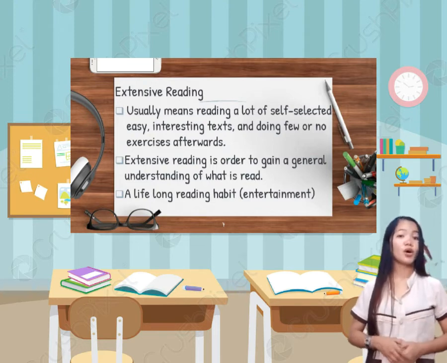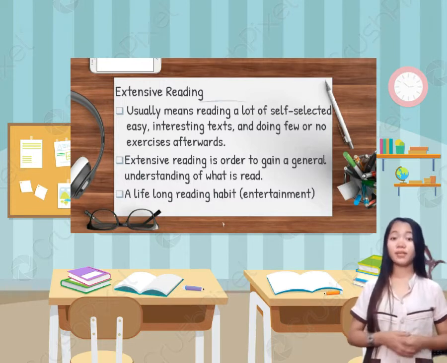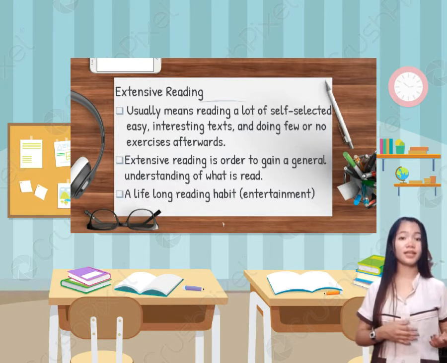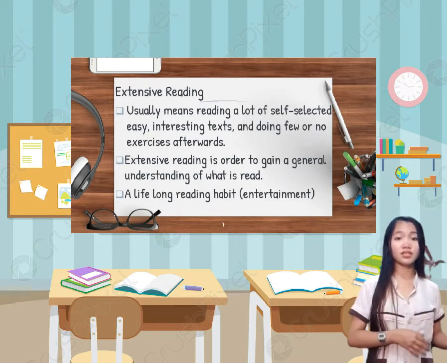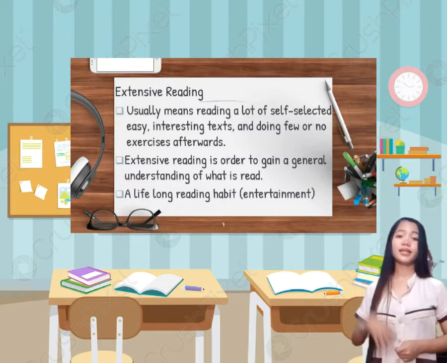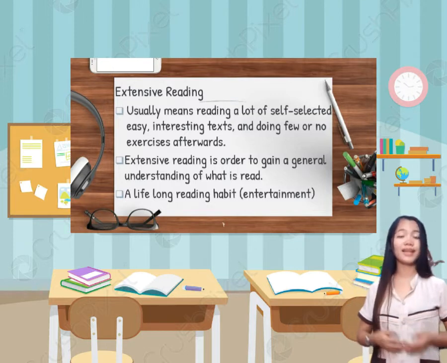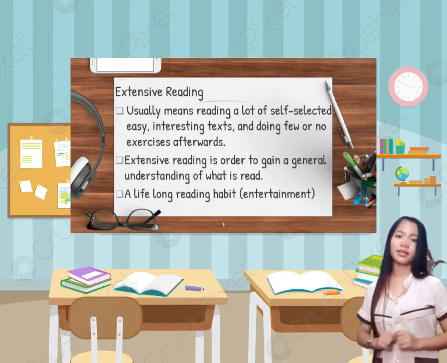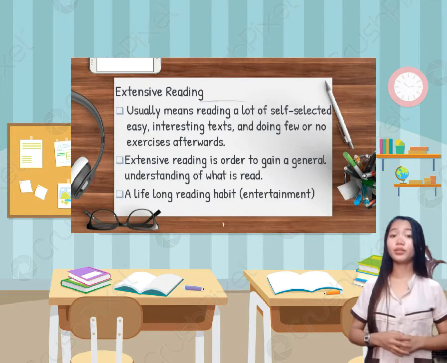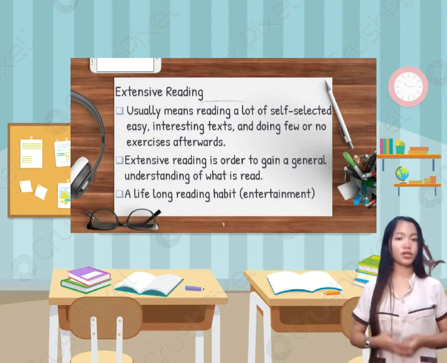And the next one, or the last one, is extensive reading. Extensive reading usually means reading a lot of self-selected, easy, interesting text and doing few or no exercises afterwards. So, extensive reading is in order to gain a general understanding of what is read and also a lifelong reading habit or entertainment. Now, extensive reading is intended to develop good reading habits, to build up knowledge of vocabulary and structure, and to encourage a liking for reading.